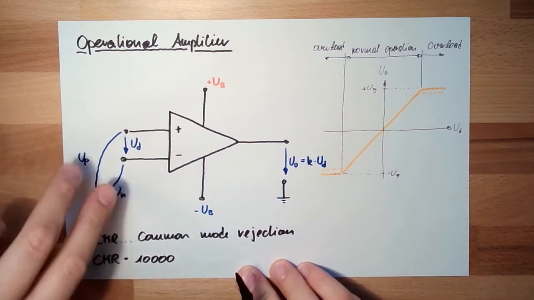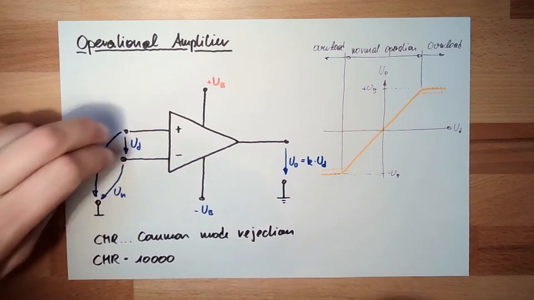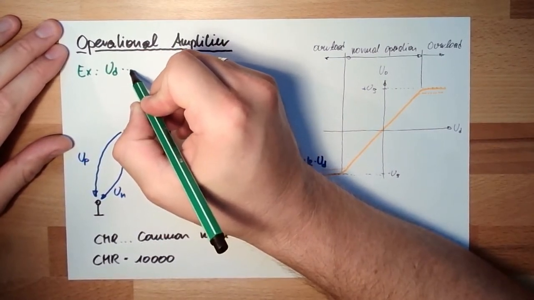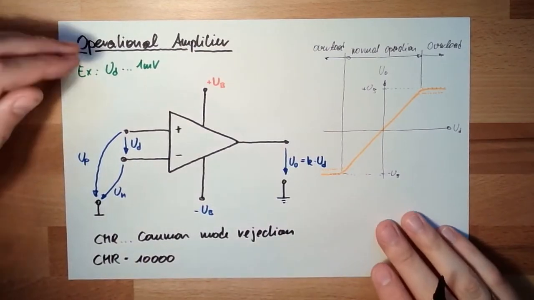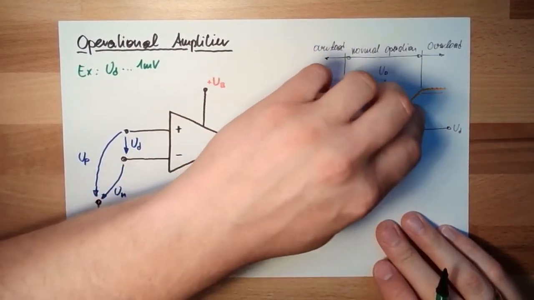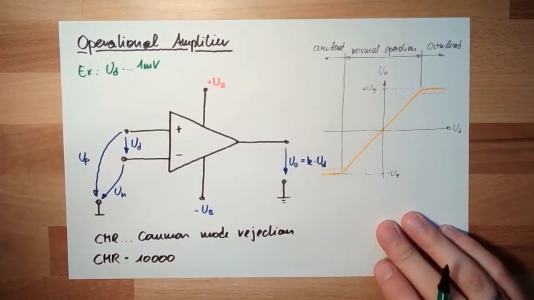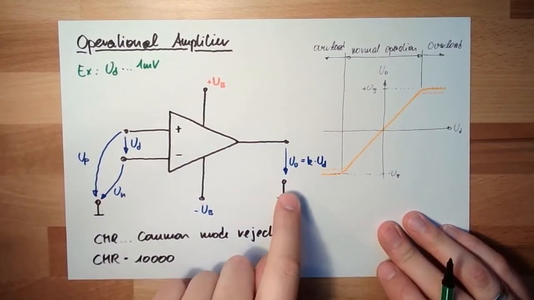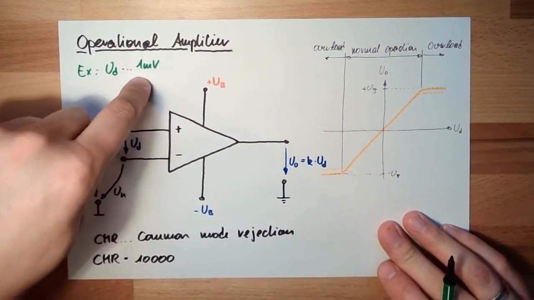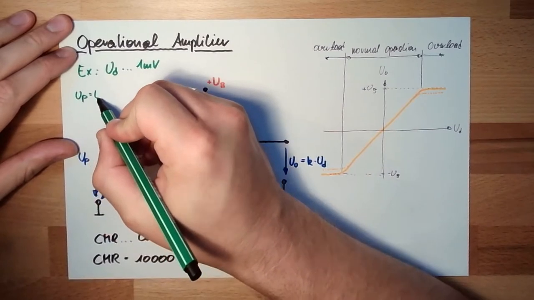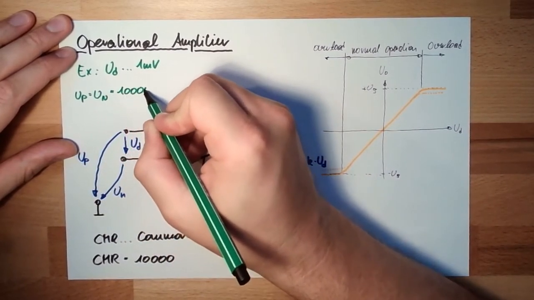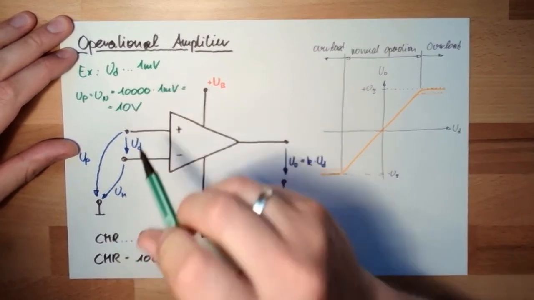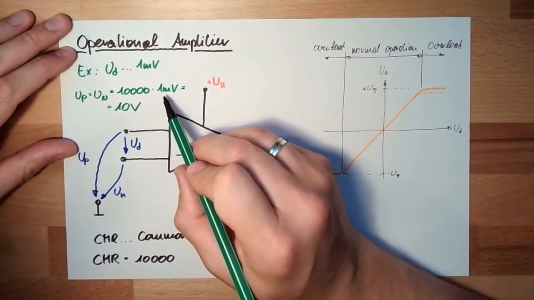Let's make an example. I have a UD of 1 millivolt, which gives a certain output. CMR 10,000 means the common mode, to reach the same output, must be 10,000 times higher. So UP equals UN equals 10,000 multiplied by 1 millivolt, and this is 10 volts. The milli and the 1,000 cancel out: 10 times 1 volt, 10 volts.